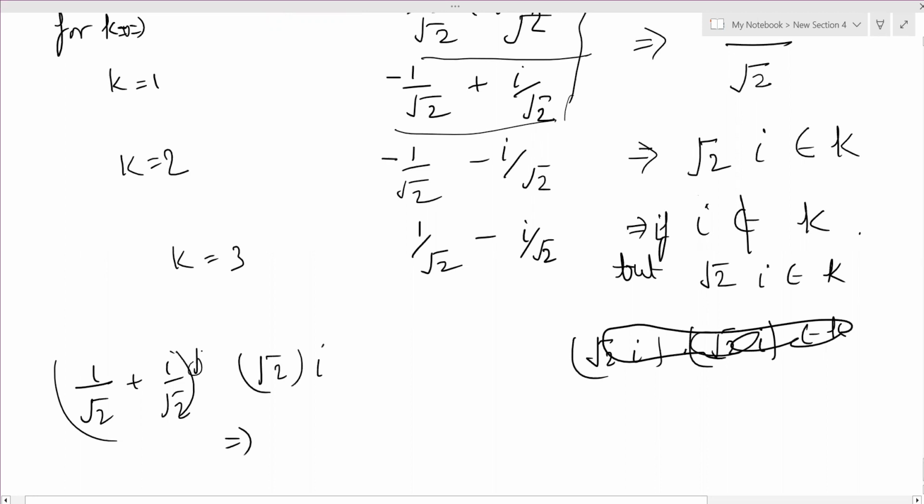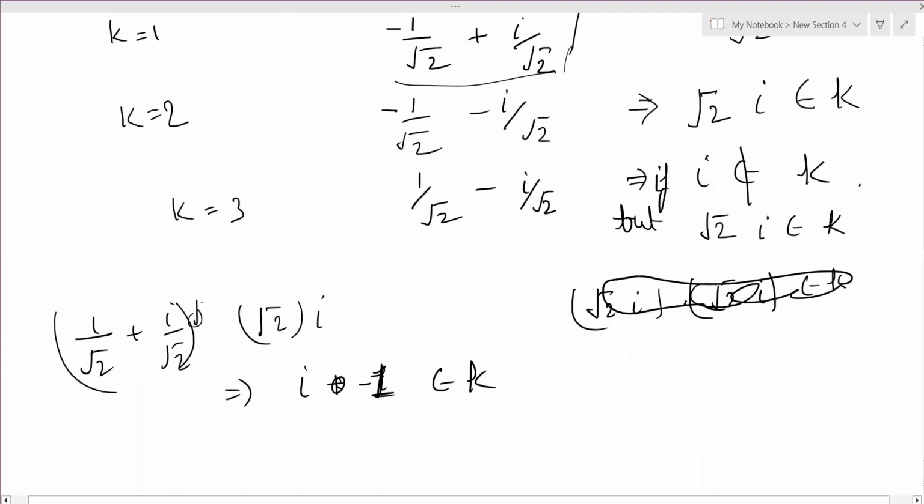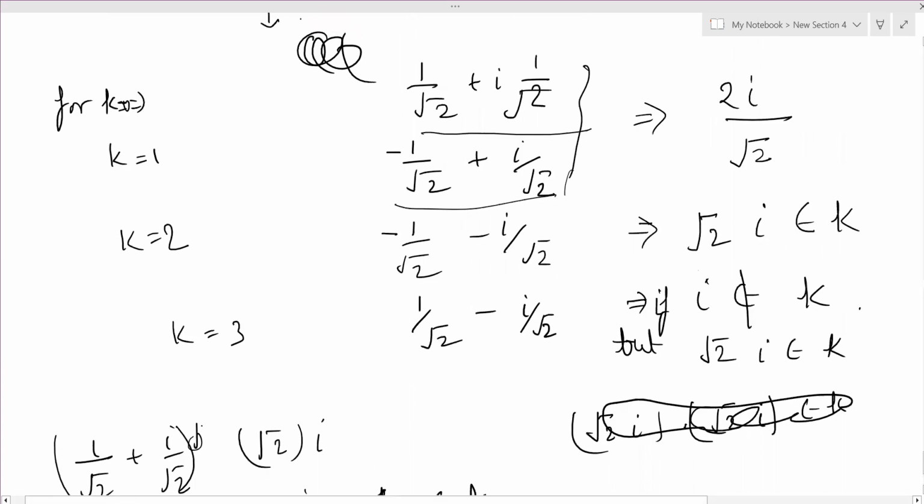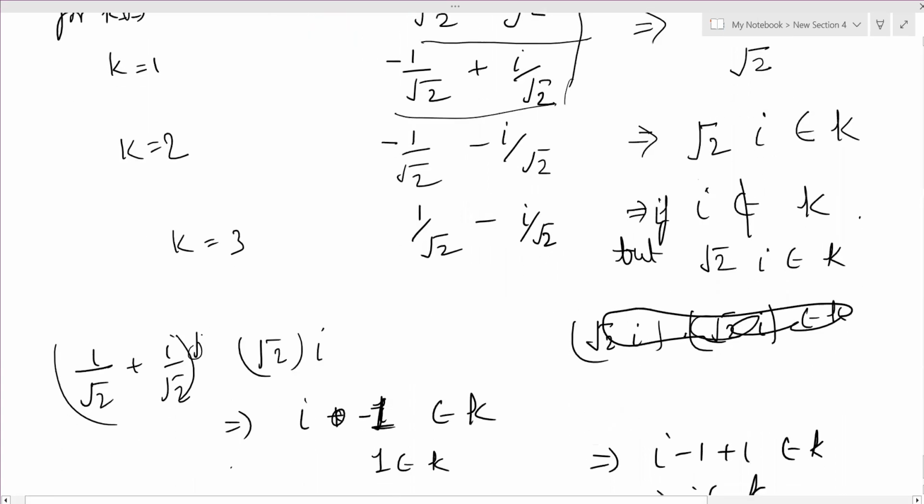This implies that iota minus 1 belongs to K, right? Now see, iota minus 1 is in K and 1 belongs to K. So that means iota minus 1 plus 1 is in K. This means iota is in K. Is this clear? How do we conclude? Since 1 by root 2 plus iota by root 2 is in K and root 2 iota is in K, their product should be in K.